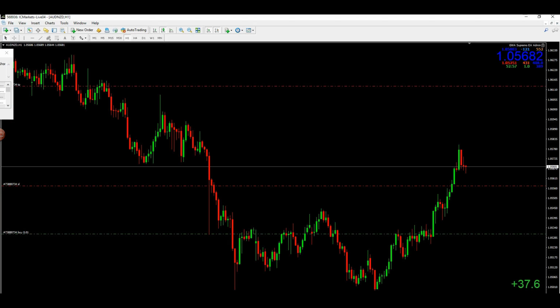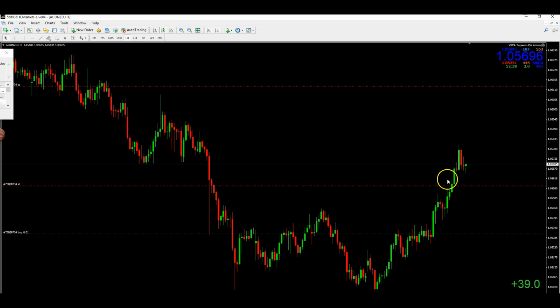I'm going to be looking at two currency pairs. The first one here, even as you can see at the top corner there, is the Australian dollar, New Zealand at bottom right here. And the question is, how do I exit this trade?